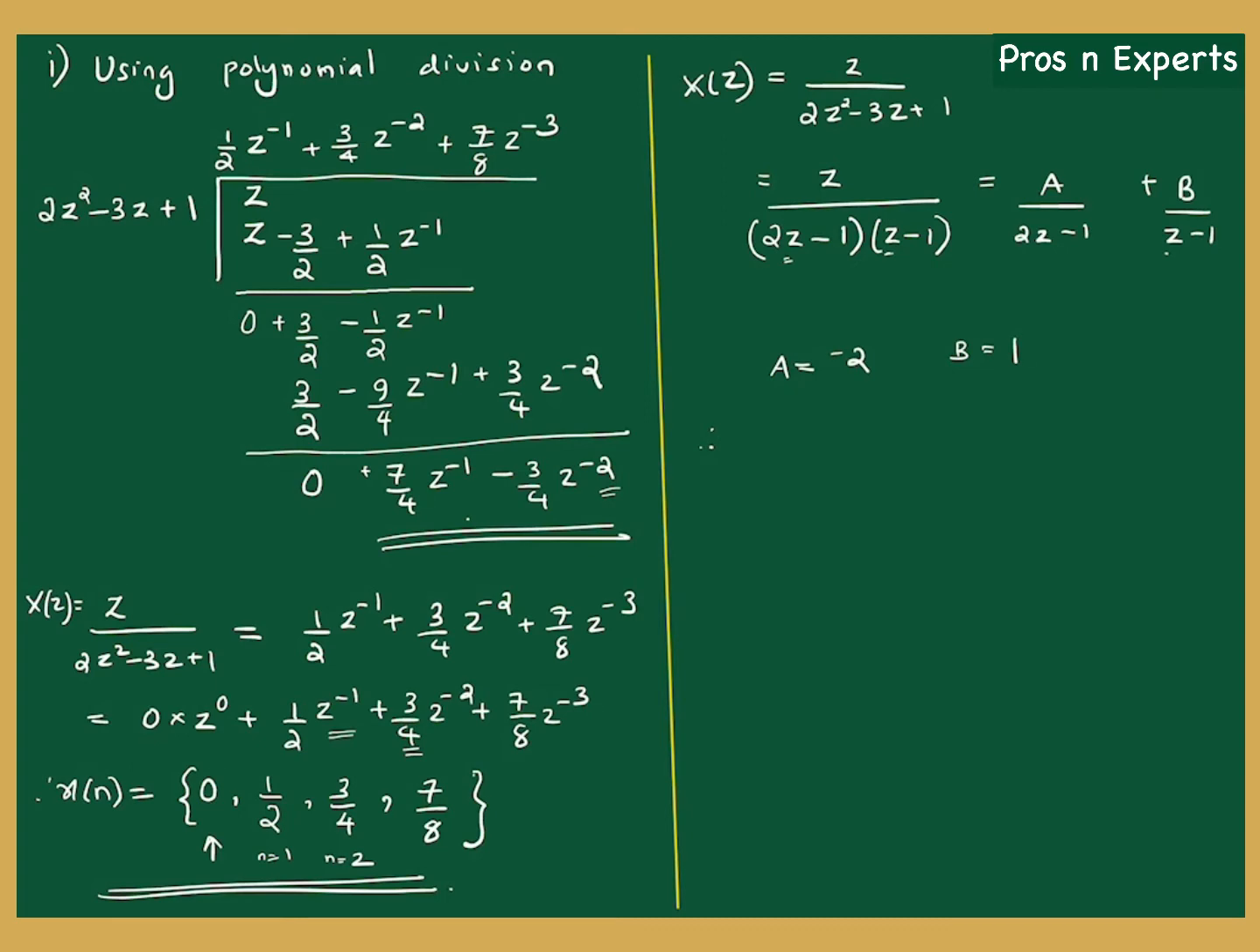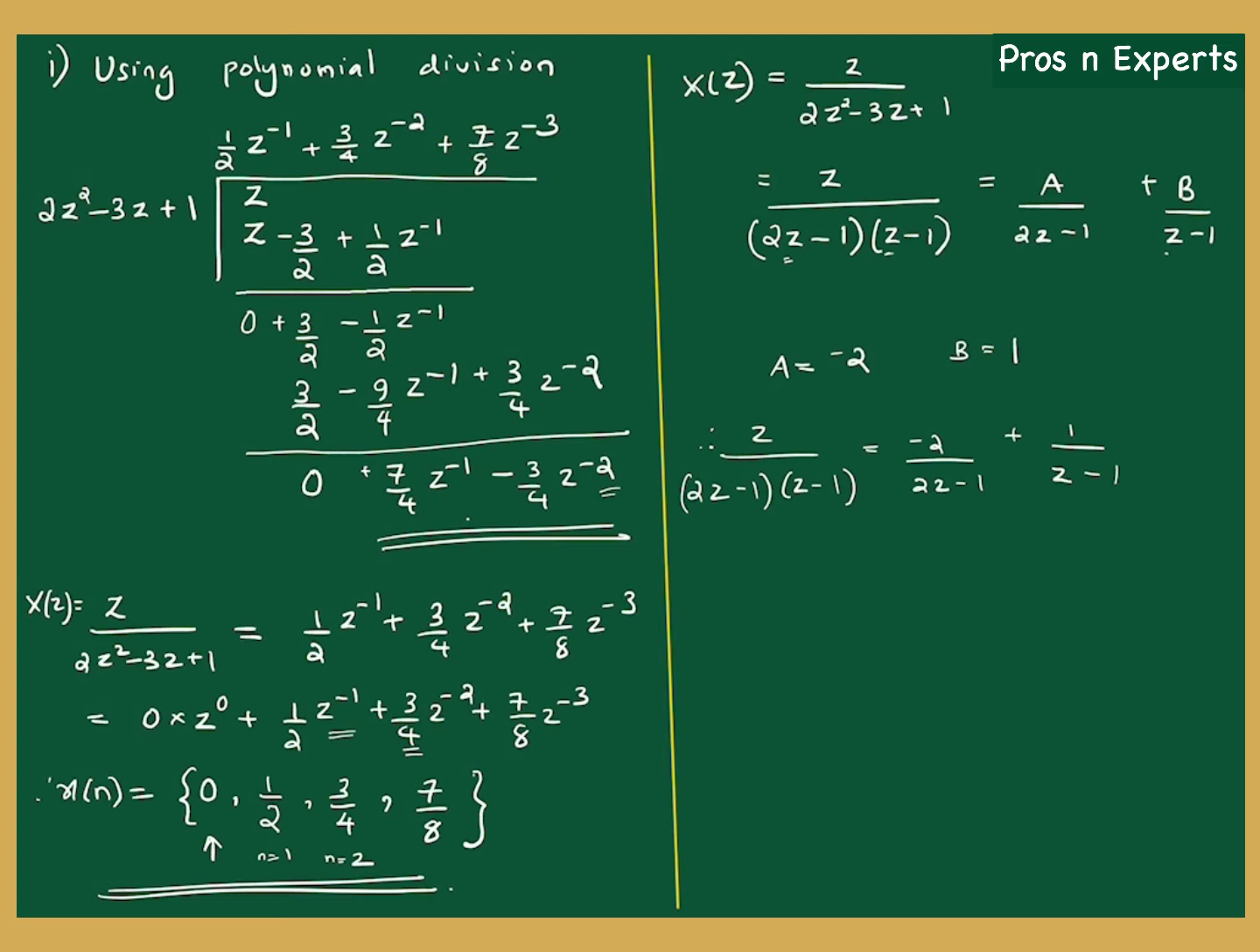Yeah, if you do like this, you got what we are doing is wrong, but you need to know why it is wrong. Okay, so z by (2z minus 1)(z minus 1) is equal to minus 2 by (2z minus 1) plus 1 by (z minus 1). So we got the partial fraction of this transform function.